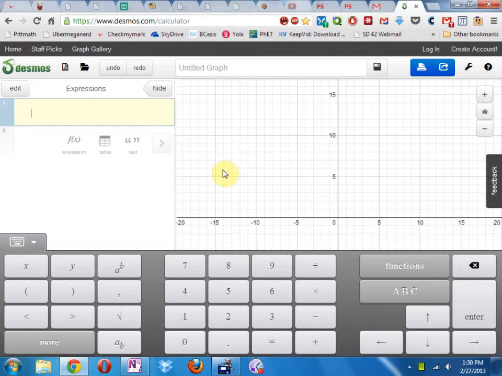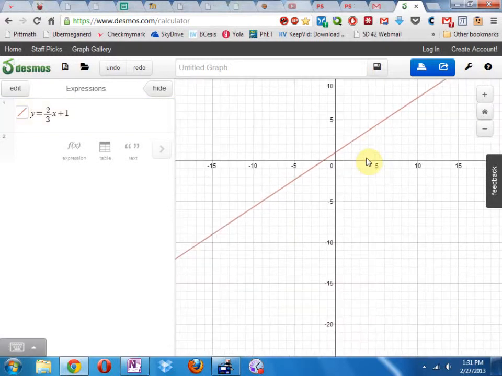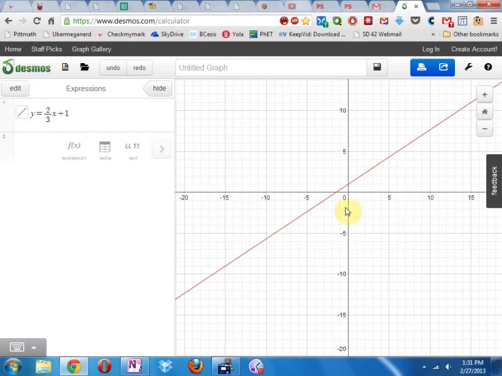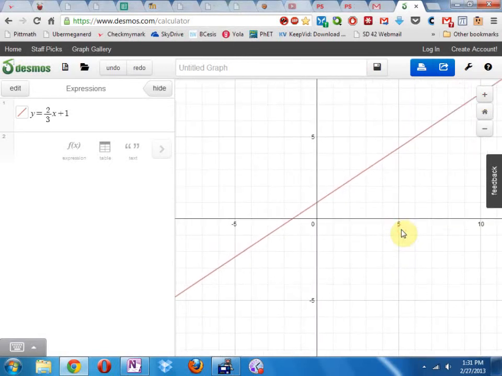Here's a graphing calculator I found online, a free one. I'm going to make up an equation with the y by itself. I'm going to graph y equals 2/3 x plus 1. Okay? There's the graph. Let me zoom in just a tiny bit. I want you to take a look at this graph. Now you can barely see the lines. Hang on.